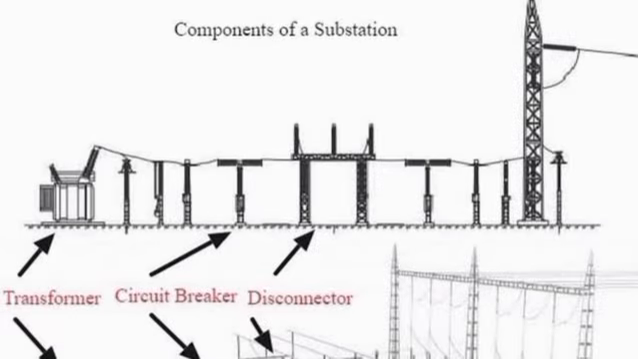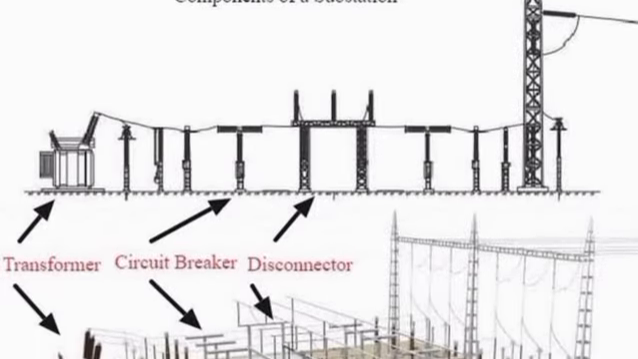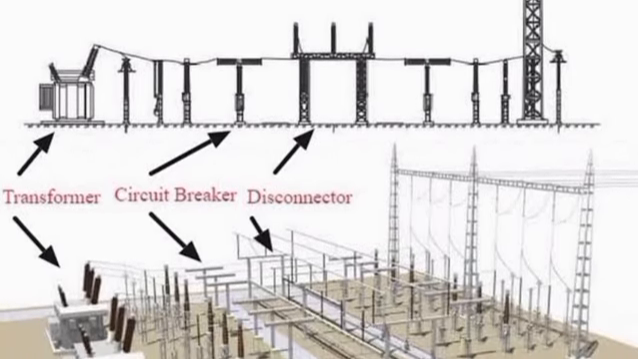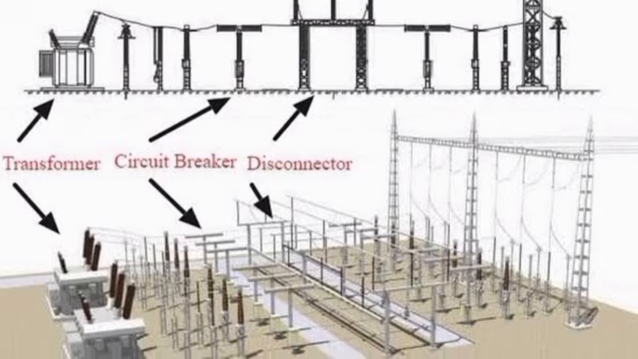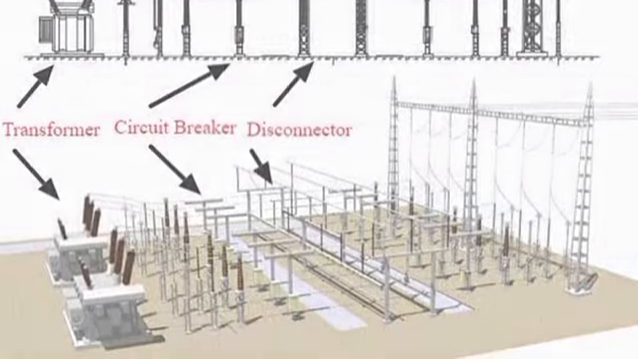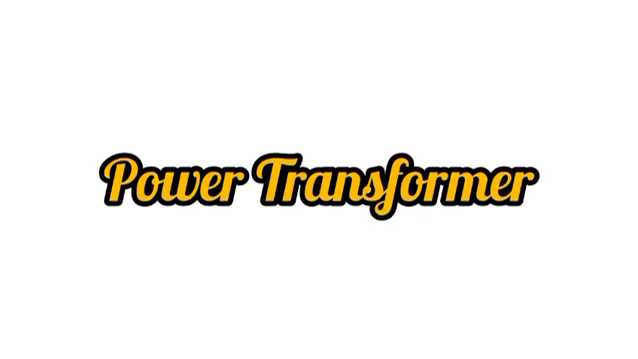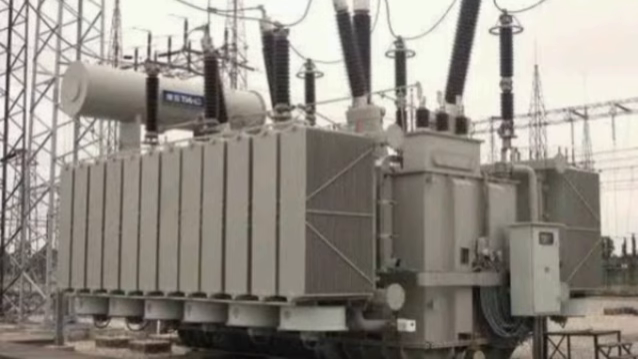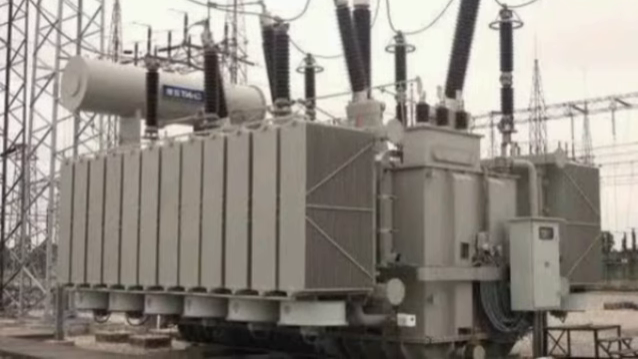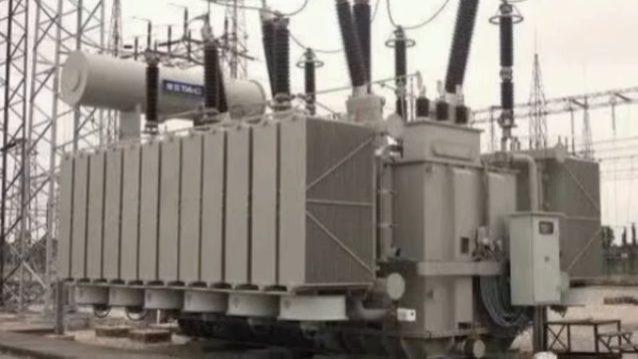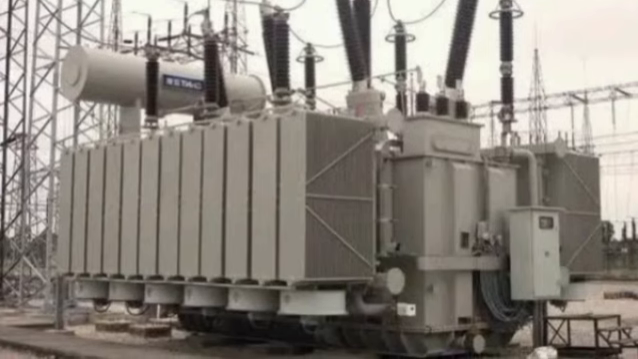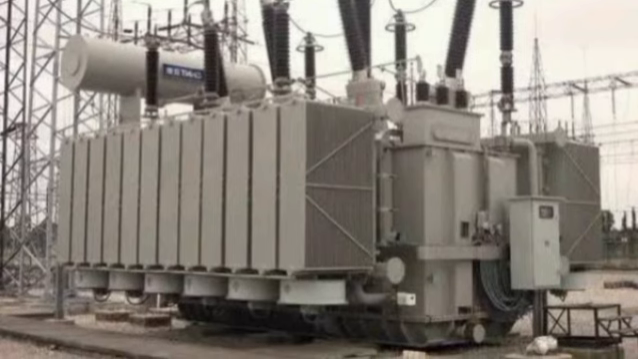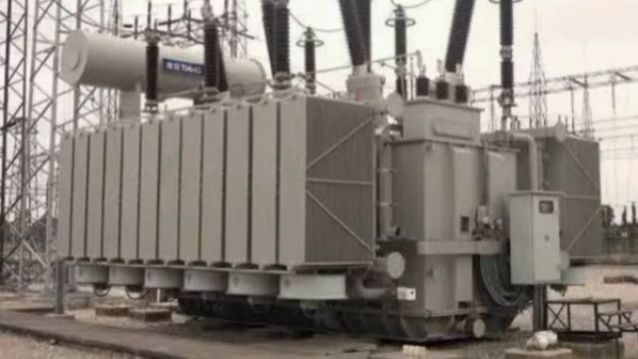A 132 kV substation consists of various electrical equipment designed to transform, control, and protect the electrical power within the system. The key components include: power transformer. The power transformer is the heart of any substation. In a 132 kV substation, transformers step down the incoming voltage from higher transmission levels, for example 220 kV or 400 kV, to 132 kV.